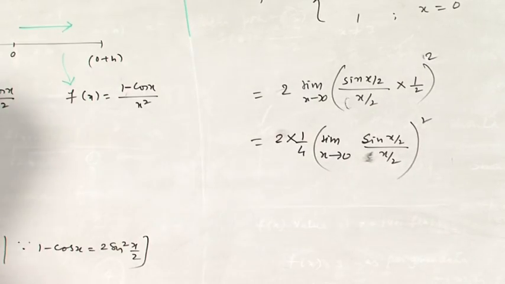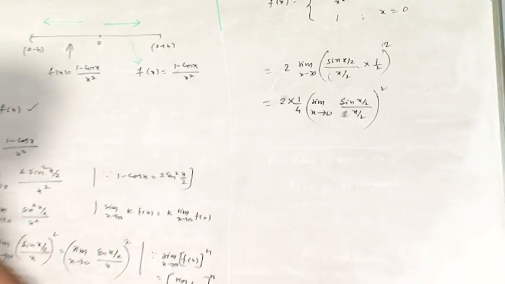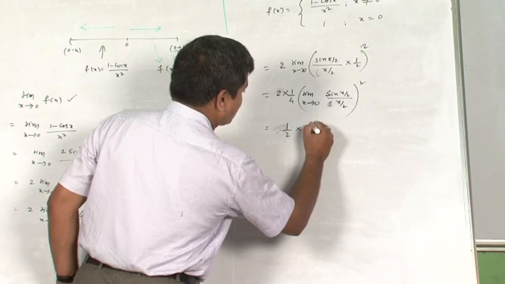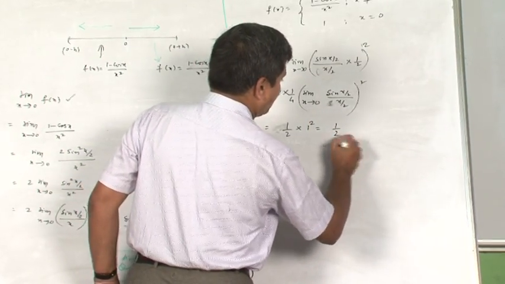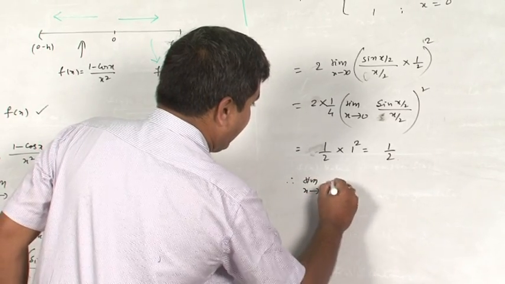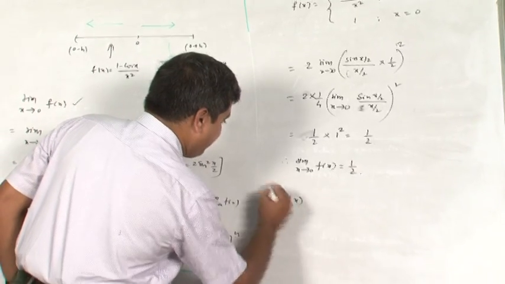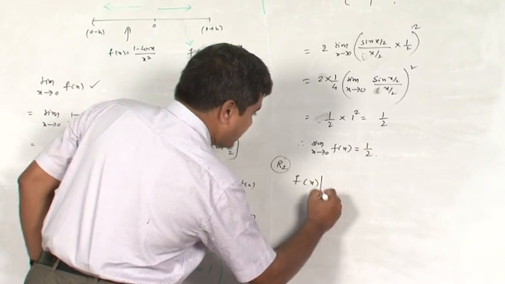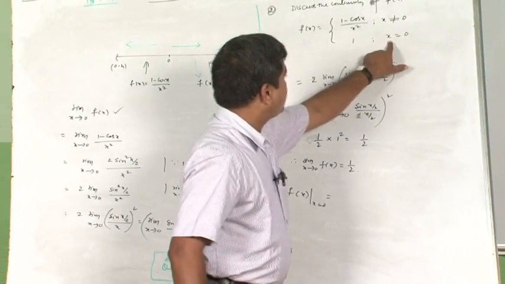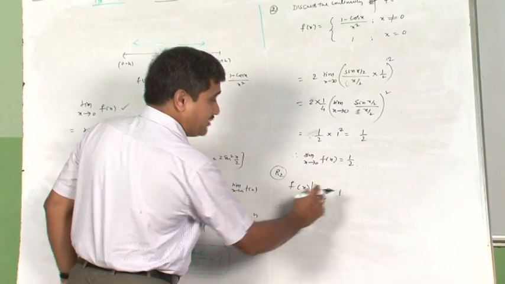This is exactly a replication of this formula, that is limit theta tends to 0, sin theta by theta is equal to 1. Therefore, you get 1 by 2 into 1 square is equal to 1 by 2. This is the value. Therefore, limit x tends to 0, f of x is equal to 1 by 2. Now, as per the problem, rule 2 says f of x at x is equal to 0. According to the problem, what is f of x at x is equal to 0? It is 1.